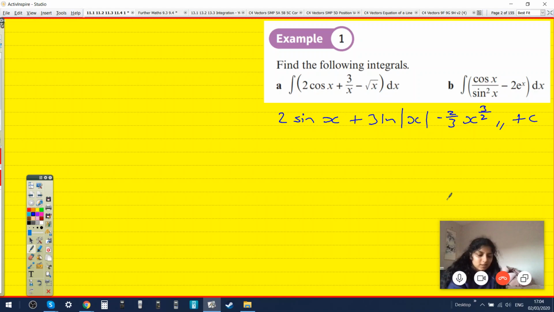How is product rule, not product, quotient rule a thing in integration? Yes. However, make your life easy. Cos x over sine x sine x. What can you do to make that simpler? Oh, 1 over tan x sine x. And what is 1 over tan x?